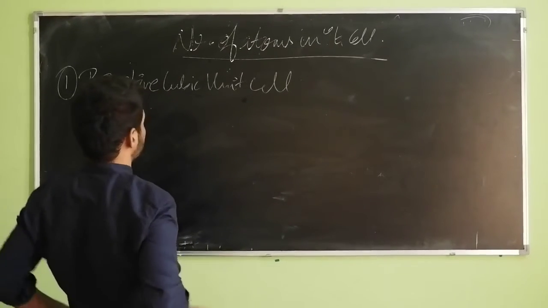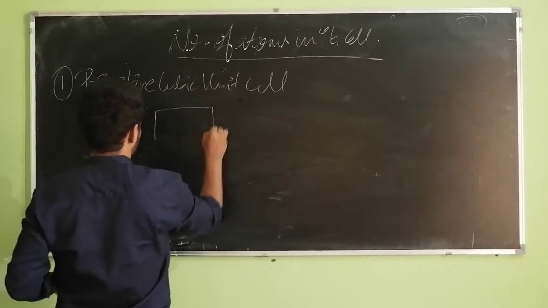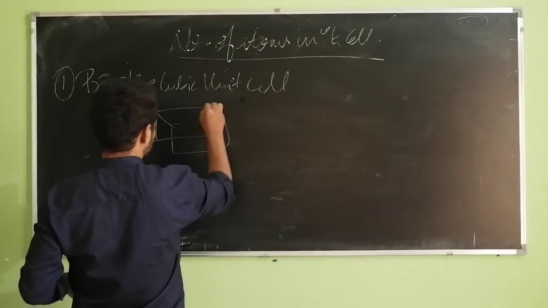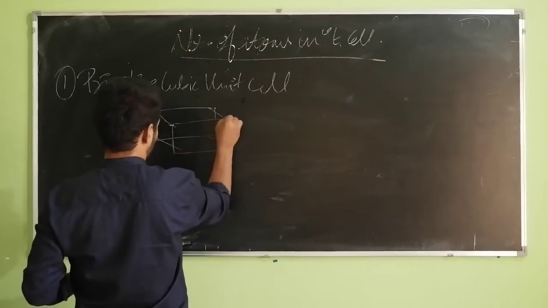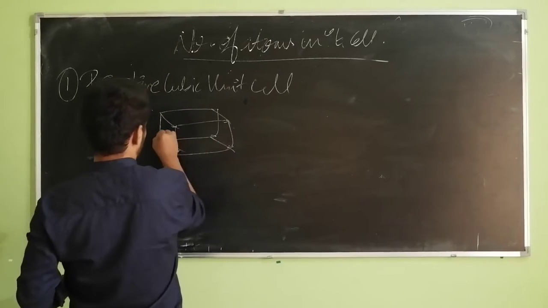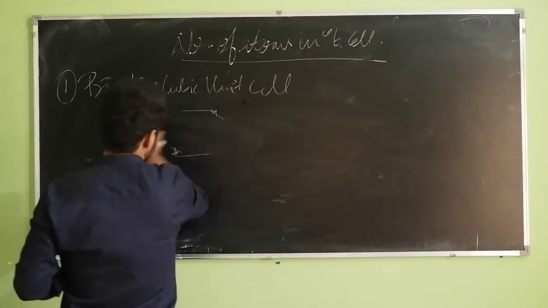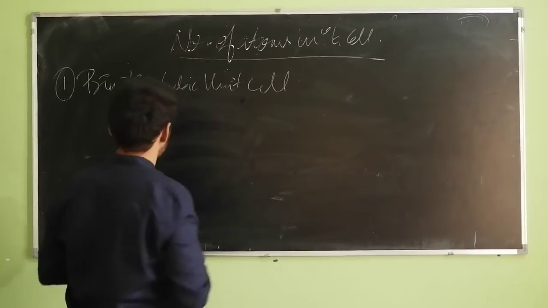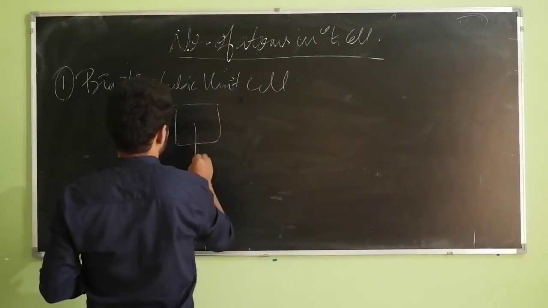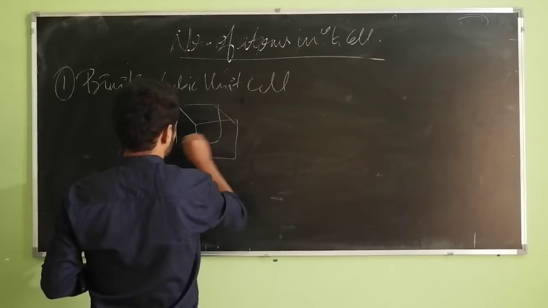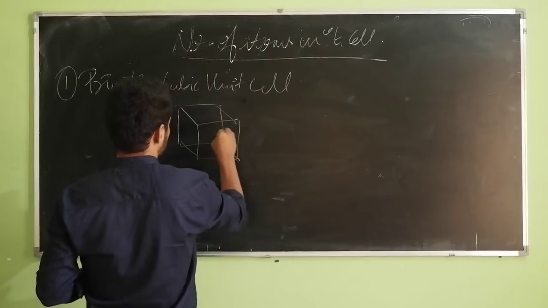Alright, so in case of primitive cubic unit cell, what do we have? We have atoms at the corner, at 8 corners. Does this look like a cube? This doesn't. Let's redraw it. Okay, this is better. So the atoms are present only at the corners.